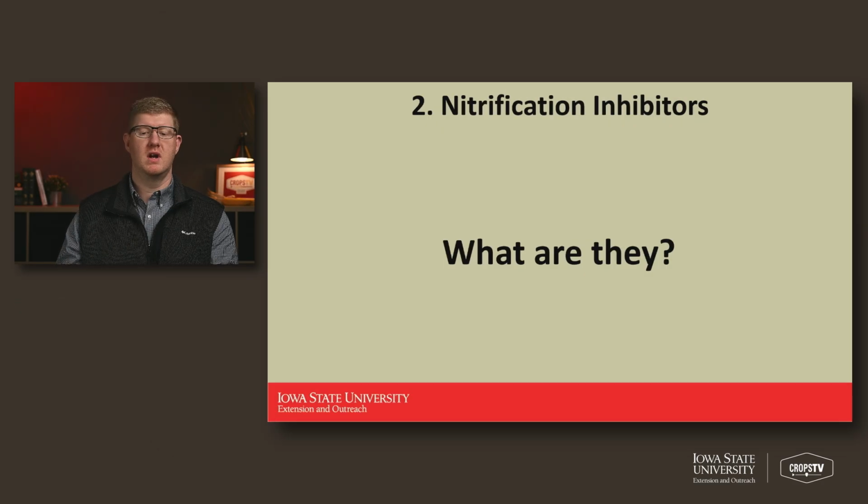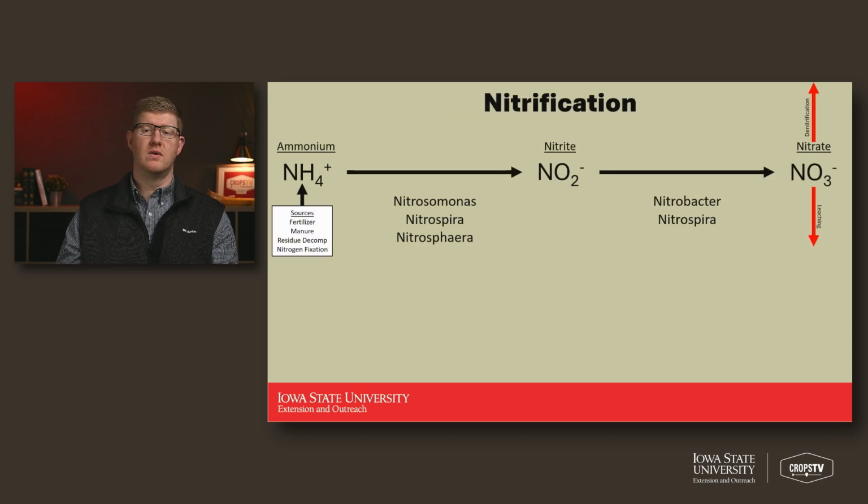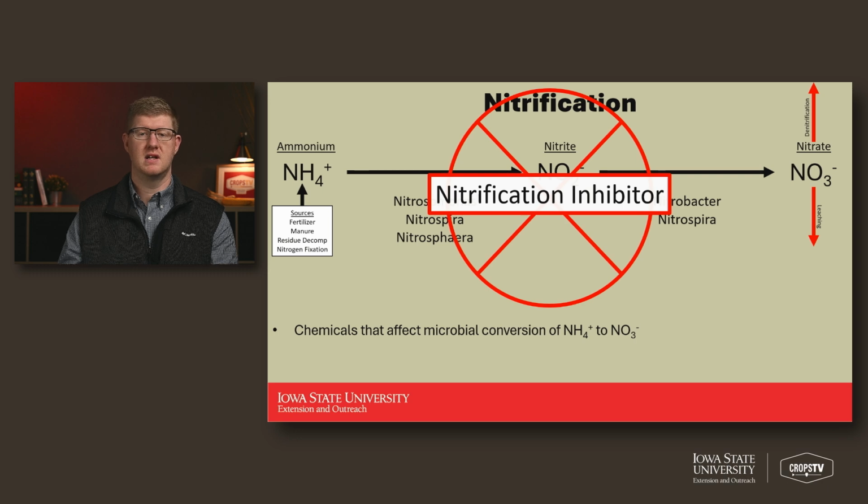And so the next thing that we're going to do is talk about nitrification inhibitors. And the first thing that we'll ask is, what are they? So it's actually a pretty simple answer. Nitrification inhibitors are simply chemicals that disrupt the nitrification process. So they disrupt that conversion of ammonium into nitrate.